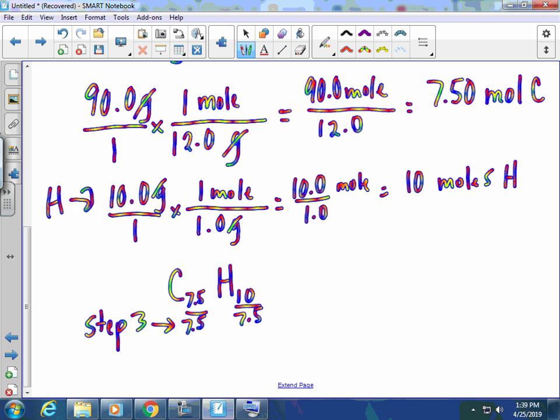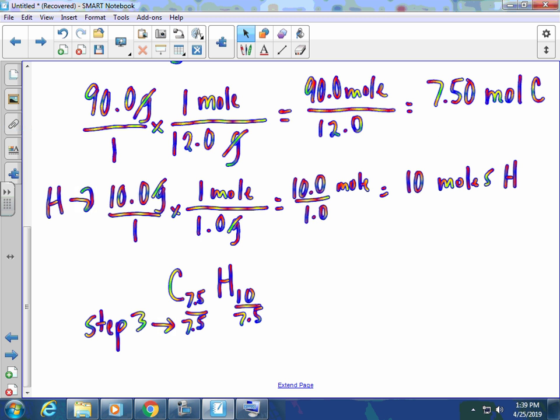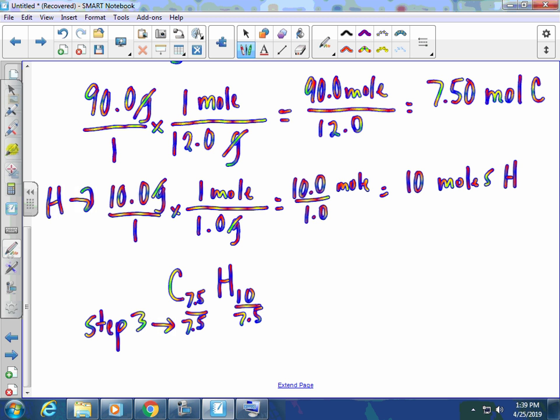Okay, so if I do that, I'm going to be able to make a simpler ratio. All right, so the C is just going to be 1, which we don't write as a subscript, right? 7.5 divided by 7.5 is going to be 1, correct? Does everybody agree with that? For the H, we're going to have 10 divided by 7.5. So if I do that, 10 divided by 7.5 comes out to be 1.33.